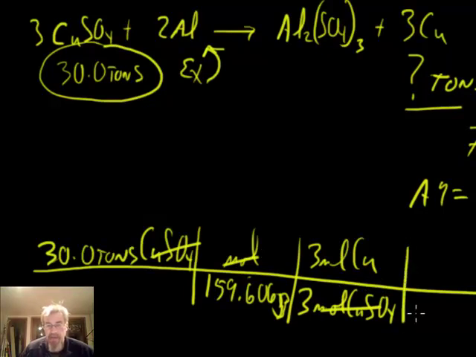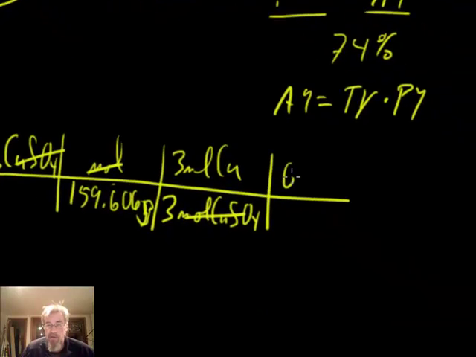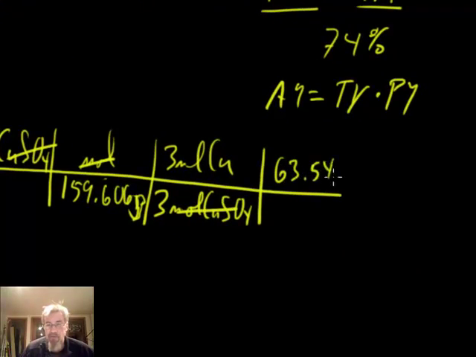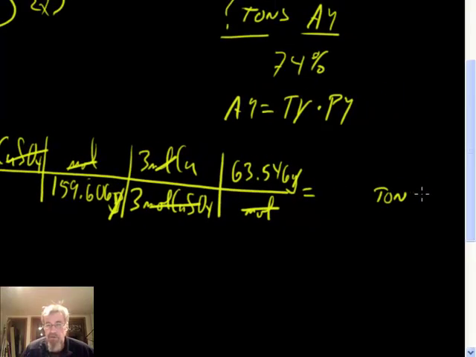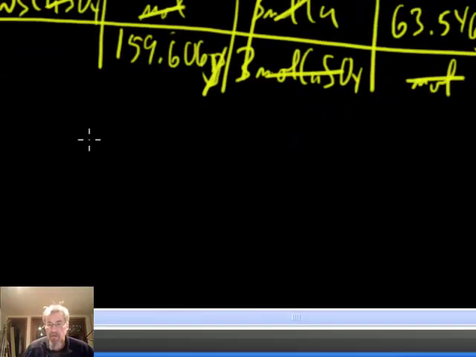The last step is to turn this back into mass by multiplying by the molar mass of copper, which is 63.546 grams per mole. And watch what happens unit-wise. Grams cancel here and here. Moles cancel here and here. And I'm back to tons. But now it's not tons of CuSO4. It's tons of copper. 3's drop out of here. I do my calculation, and I find that I have 11.9 tons of copper. Now that's my theoretical yield that I just determined there.